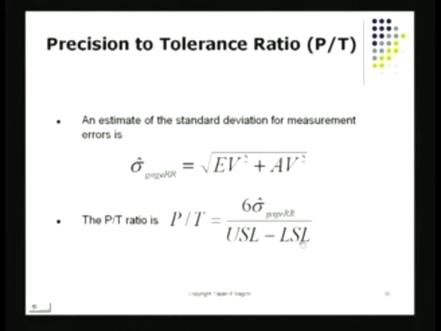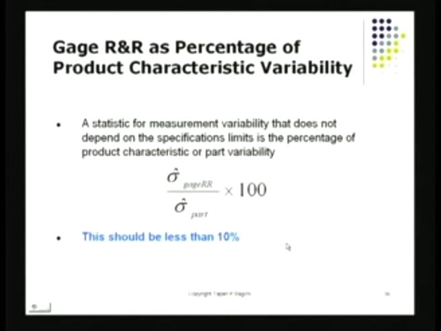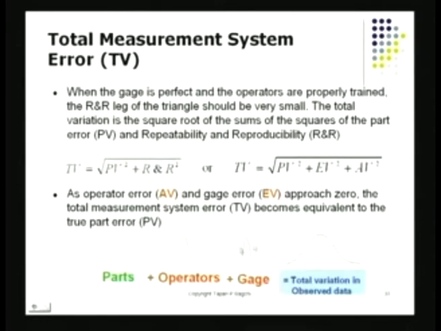The upper spec limit and lower spec limit come from the specification of the part or the product itself. Again, if you look at this ratio, that is the sigma contributed by gauge R&R divided by the sigma of the true part variation. This ratio should be less than 10%. It should not be much. It should be less than 10%.